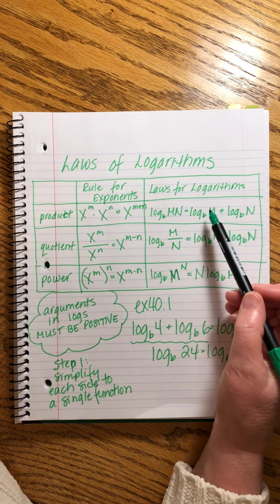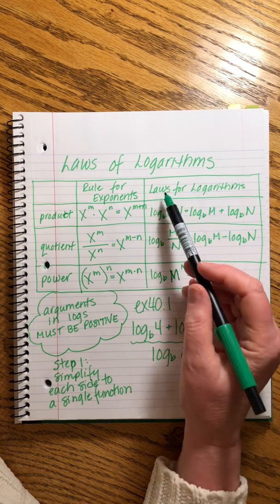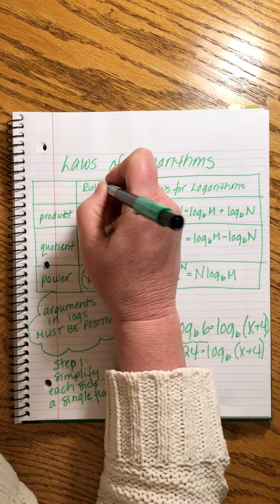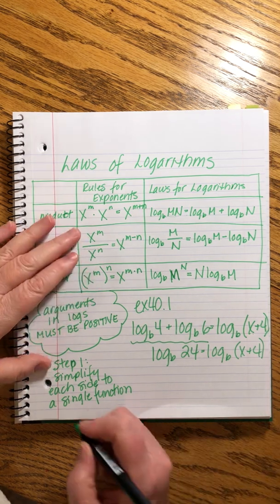All right, so we used our product rule, our product law. Logarithms get to have laws. Exponents only get rules, right? So, logs are special cool like that. Now, here's the next step.